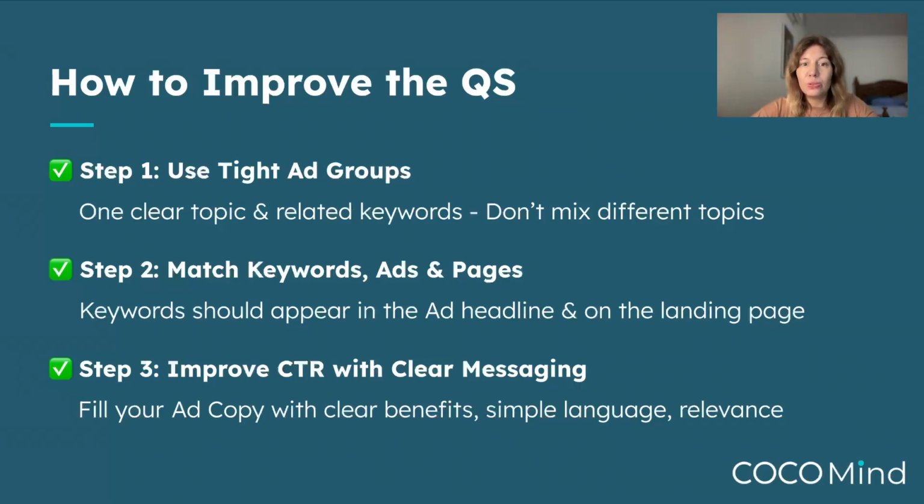So step 1, use tight ad groups. One ad group should contain a clear topic and related keywords. Don't mix different topics into one ad group. And once you separate the topics, this actually improves your relevance immediately. Step 2, match keywords, ads, and pages. So keywords should appear in the ad headline and on the landing page. For example, you include the keyword online fitness coach in your campaign. So an ad copy with the headline online fitness coach start today would be good because the keyword online fitness coach is appearing in your headline. And as well, the landing page should show this keyword.